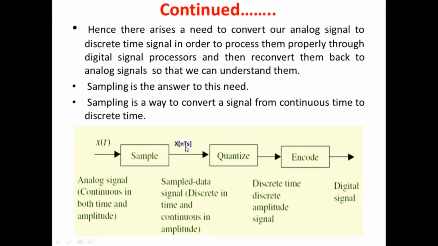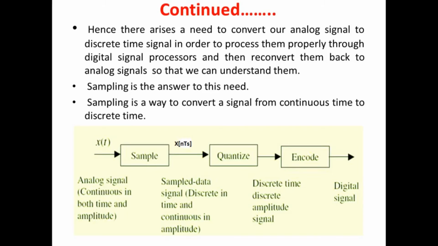The representation of the sampled analog signal is x(nTs), where n is the number of samples and Ts is the sampling interval. It is the reciprocal of the sampling frequency. So in order to convert such a continuous time signal to a discrete time signal, the sampling process has to obey a theorem called the sampling theorem. If the sampling process does not obey this theorem, then we cannot retrieve the analog signal at the receiver side.